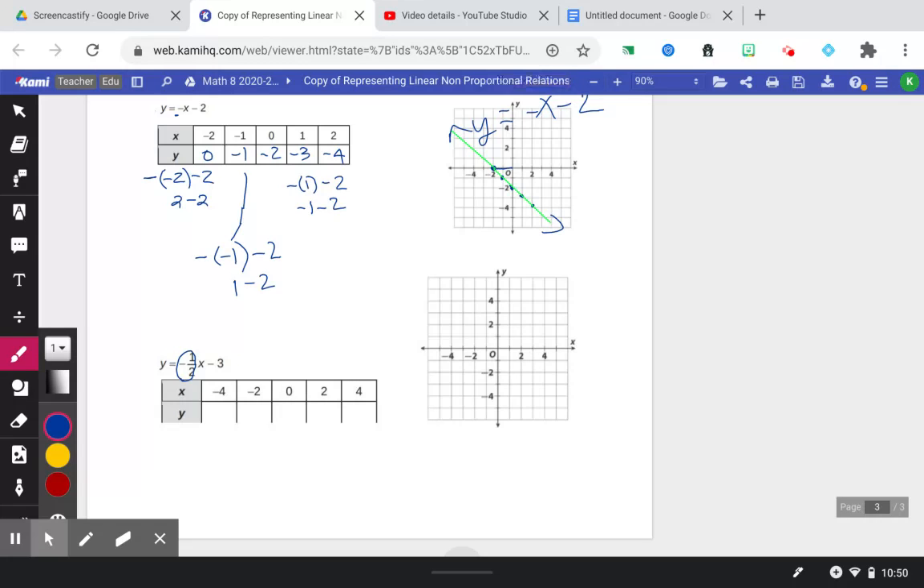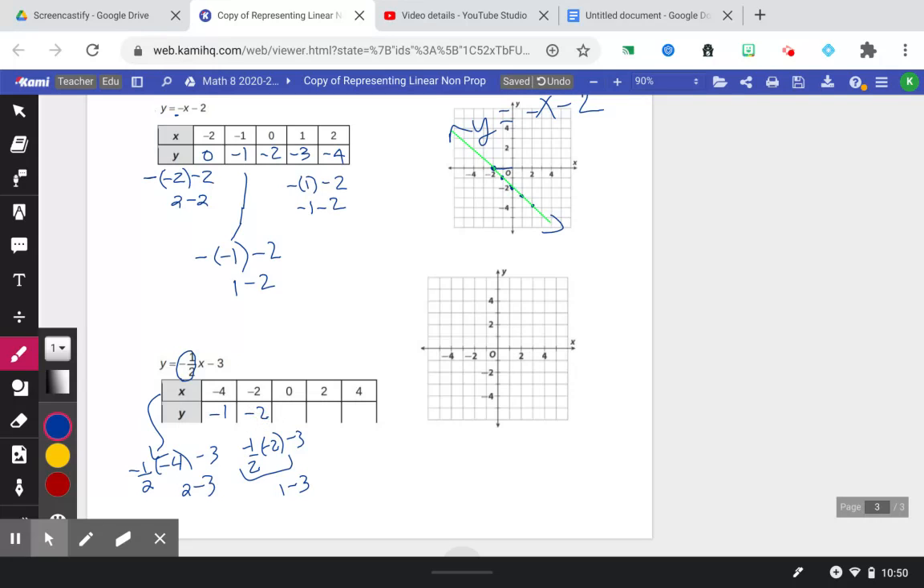All right, so plugging in negative 4, I'm going to think negative a half times negative 4 minus 3. So negative 1/2 times negative 4. Negative times a negative is a positive, and then half of 4 is 2. So now I'm going to do 2 minus 3, which is negative 1. All right, let's do that for negative 2. So negative 1/2 times negative 2 minus 3. Again, a negative times a negative is a positive, and then half of 2, you'll get 1. And now I'm going to think 1 minus 3, negative 2.